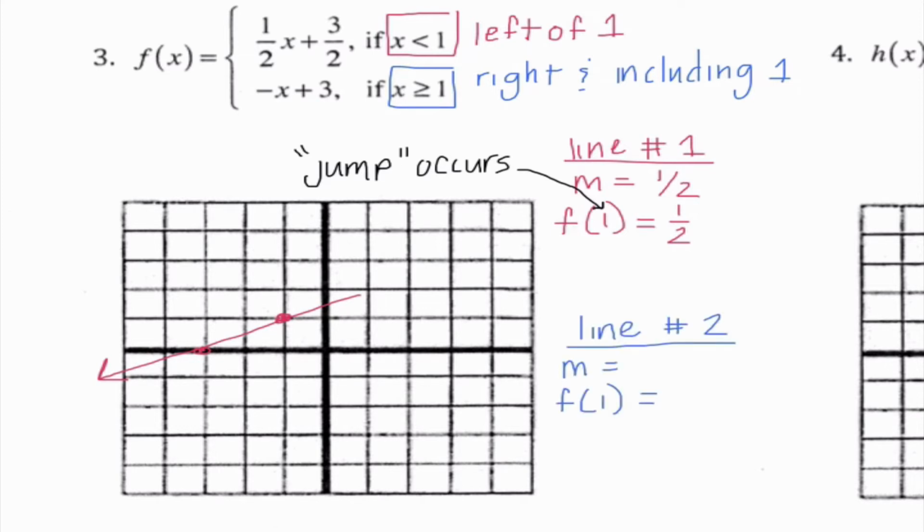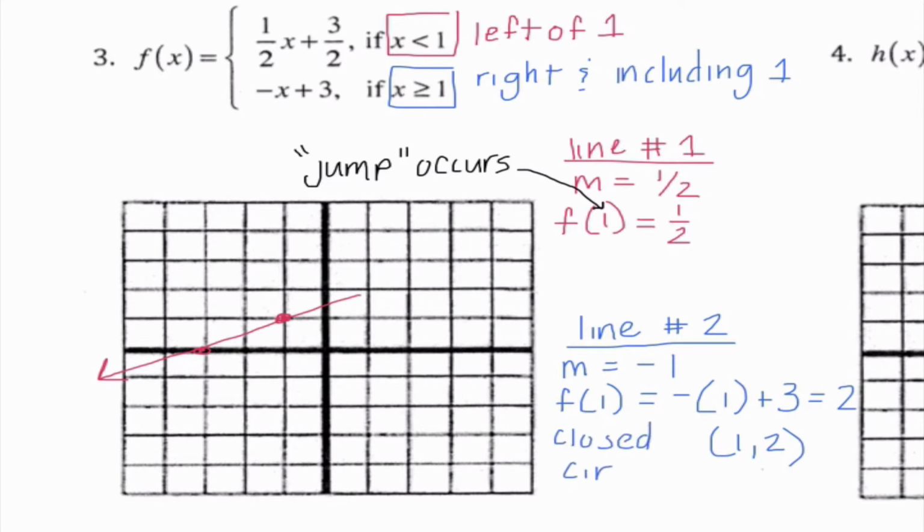So the first thing I need to figure out is what is the slope of line 2, and it is y equals negative x plus 3. So that negative x tells me that the slope is negative 1. And I'm substituting 1 in once again because that's where this jump occurs. So f of 1, I would say the opposite of 1 plus 3, which actually ends up being 2 again. Okay, this is kind of a weird circumstance that I wanted to take you guys through.